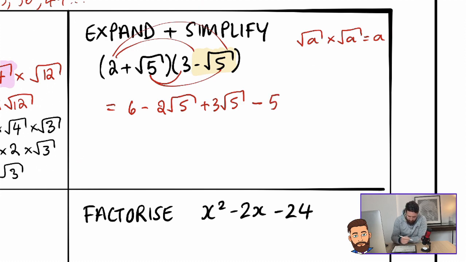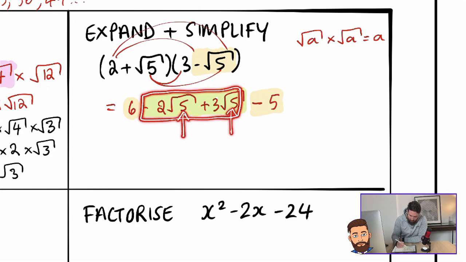We can now tidy this up. What have we got? We've got 2 whole numbers that can be simplified and 2 surds that can be simplified. And we sort of touched on last lesson, you can only put surds together if they are of the same surd. So we can see here these are both root 5s.